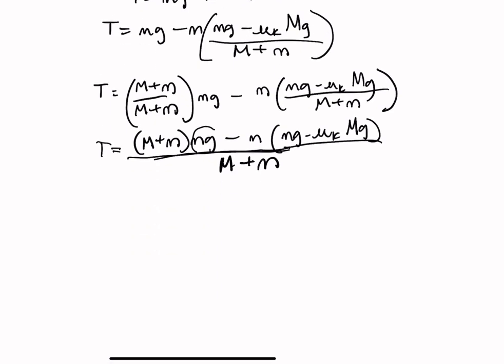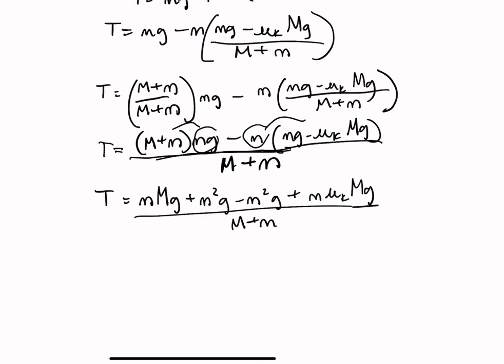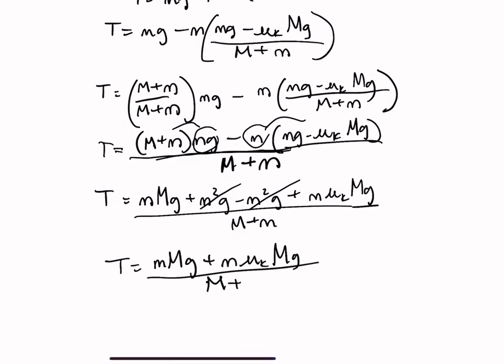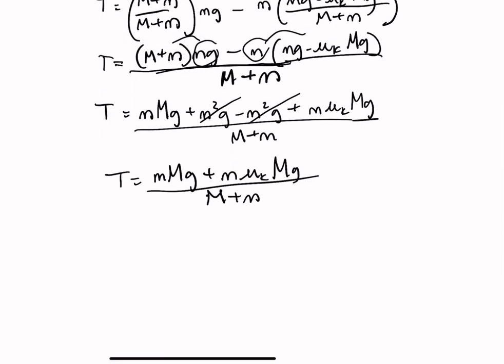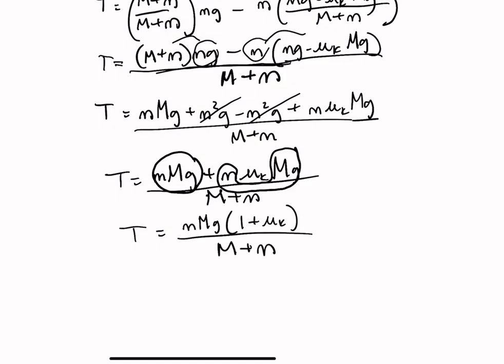Now I'm just going to distribute these terms into the parentheses. Since these two terms have the same value but opposite signs, we can just cancel them out. And we see that there is a common factor in both of these, which is little m times big M times g. So we can take that out. And this is my final equation for T.